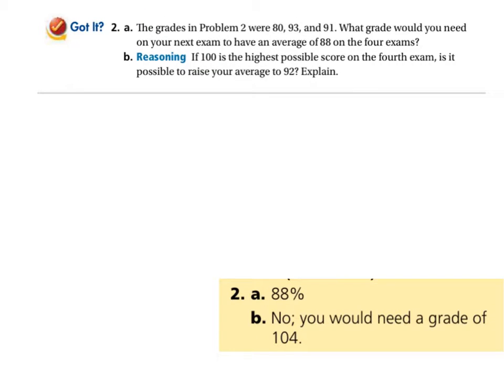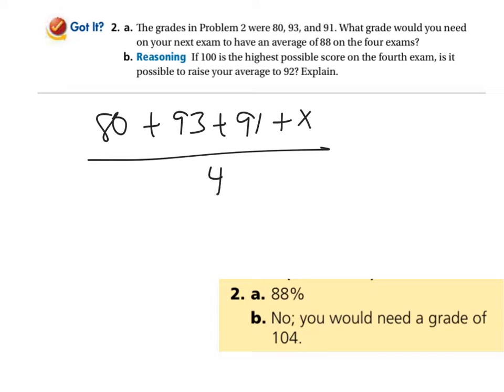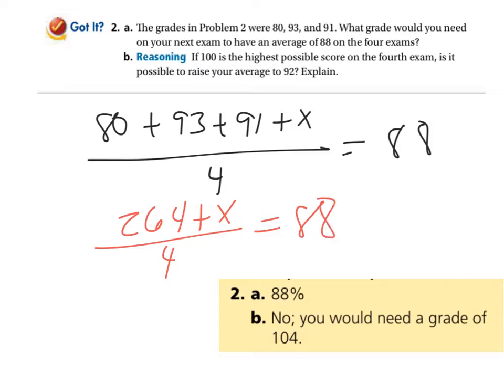Alrighty, so kind of the same problem this time. We have an 80 and a 93 and a 91 and an unknown score of X. Those are 4 scores, and I want an 88 this time. So again, my solution, add up the 3 numbers here and get 264 plus the unknown score of X divided by 4 equals 88.